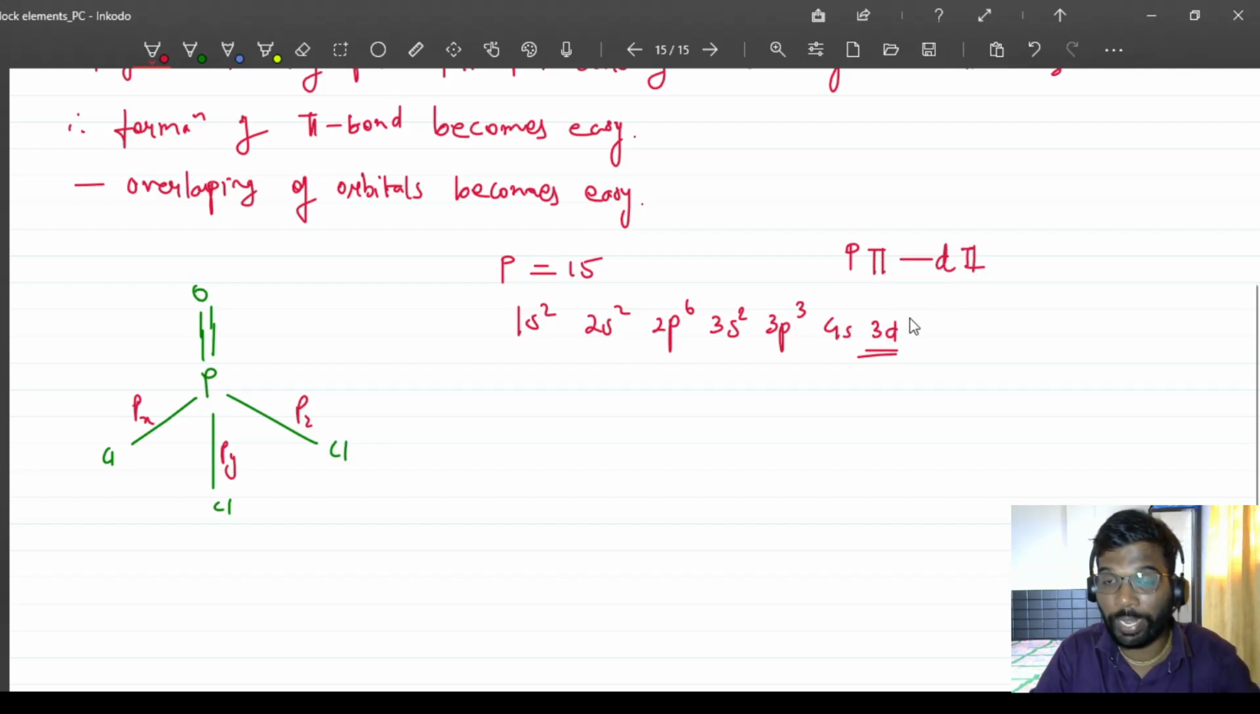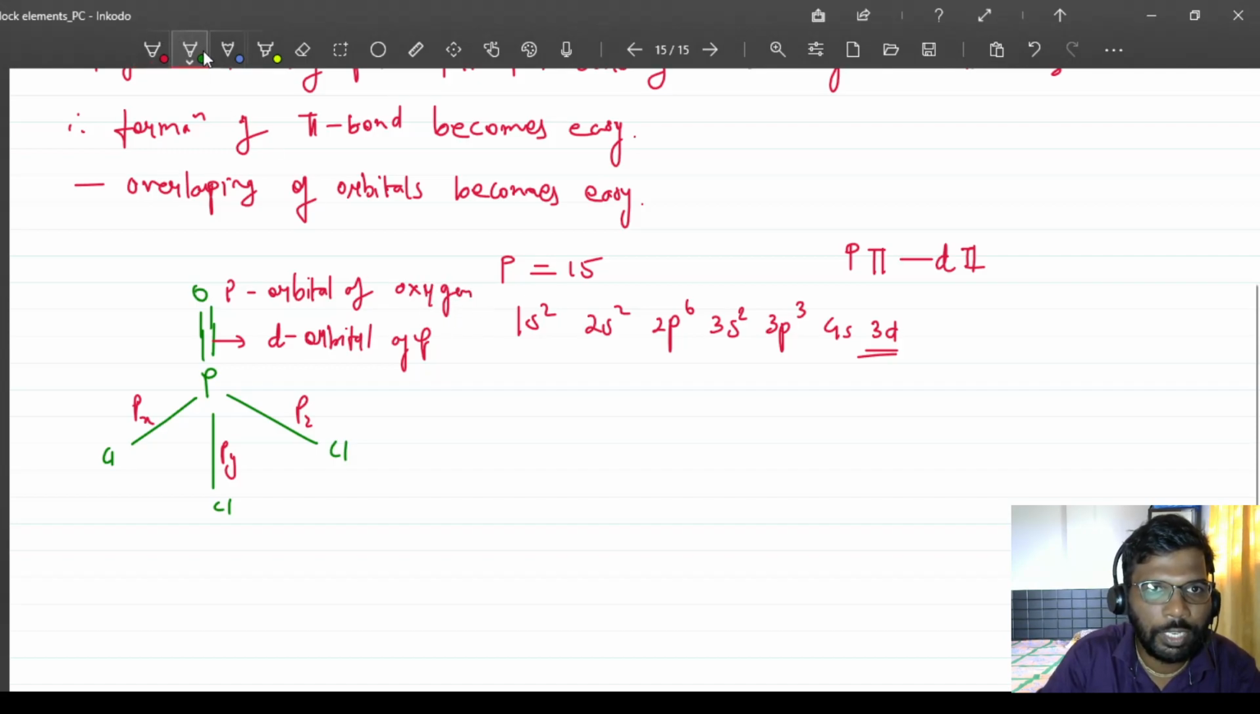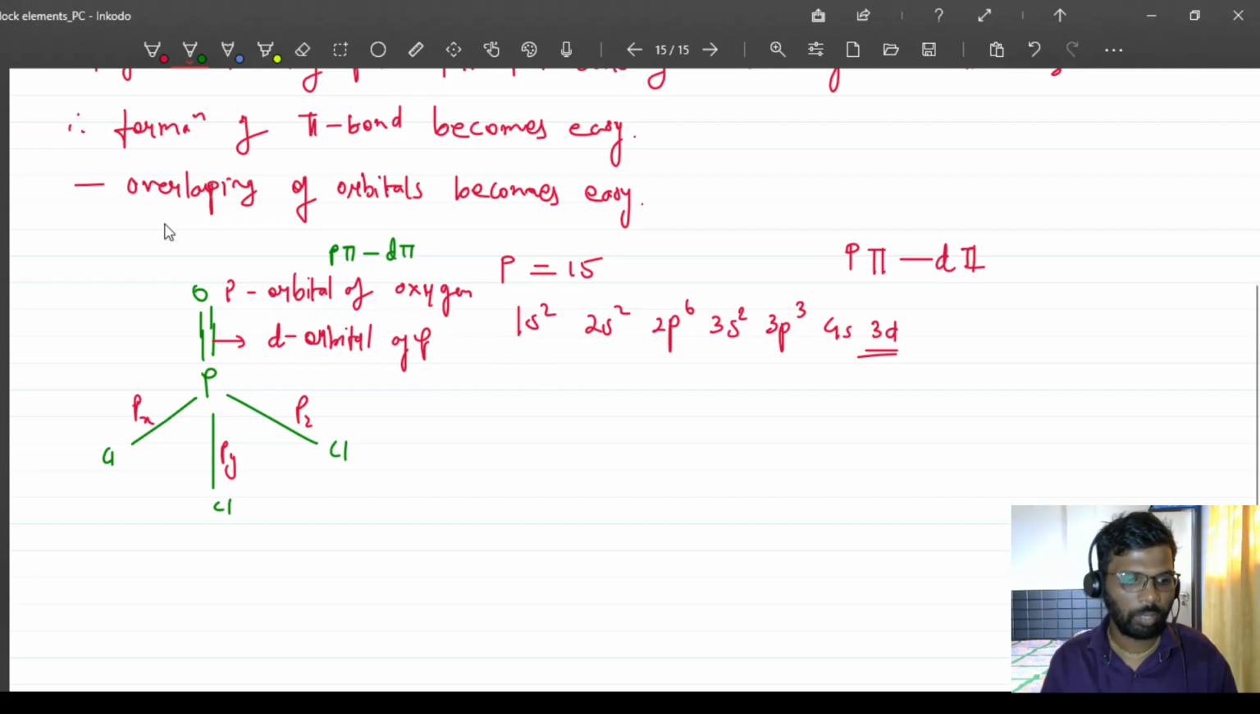Although electrons are not there, in the third shell there is a d orbital. So over here I can say that this one bond is formed by the d orbital of phosphorus and a p orbital of oxygen. This leads to the p pi d pi bond. This is the thing about the bond formation.